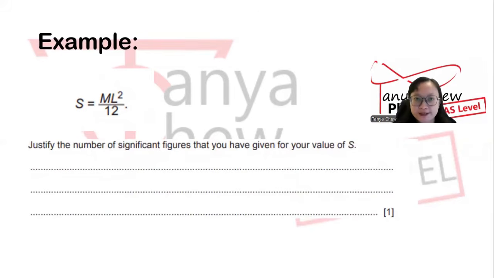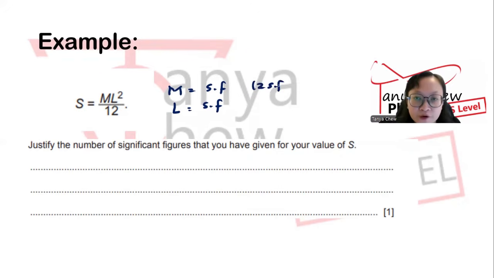What you need to do is that after you have calculated your S, which must be calculated from M and from L square or just L, it doesn't matter. You have to look at the significant figures of M and the significant figures of L. Let's say I give you an example: M has 2 significant figures and L has 2 significant figures, then you can put 2 significant figures for S.